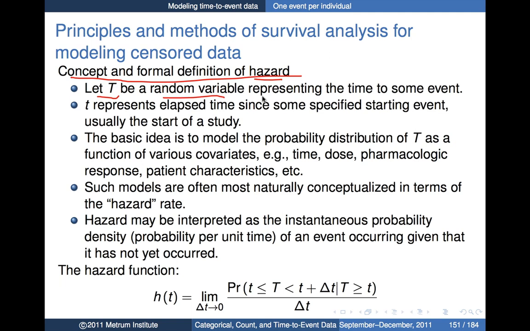That's going to be a random variable that represents the time to some event. Little t is simply going to represent the elapsed time since some pre-specified starting event, and that starting event, in most of the contexts we're going to be working with, is the start of a study. The basic idea is to model the probability distribution of this uppercase T as a function of various covariates. Those covariates may be time, dose, pharmacologic response, patient characteristics, and so on. When we build those kinds of models for that probability distribution, I would argue that they're most naturally conceptualized in terms of the hazard rate, or simply the hazard.